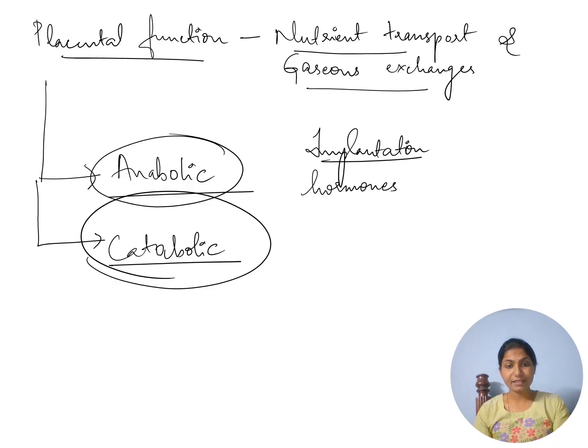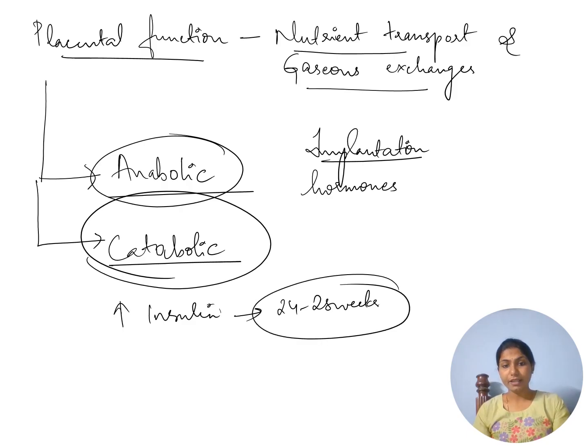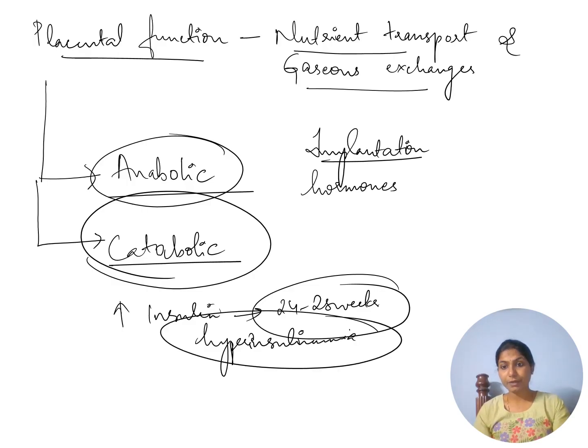What happens? There is an increase in insulin. We have all studied this when studying gestational diabetes mellitus: during 24 to 28 weeks of gestation, there is an increase in insulin, also called hyperinsulinemia. Why does this hyperinsulinemia occur? It promotes the continuous shift of glucose from the mother to the baby, so that the baby is not deprived of any glucose, and the baby carries out all functions with the help of the transfer of glucose from the maternal circulation.